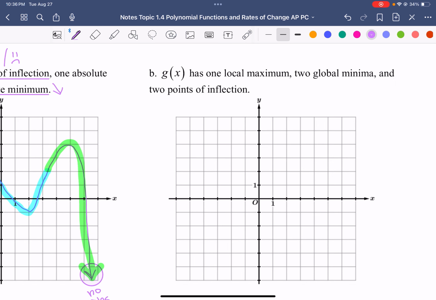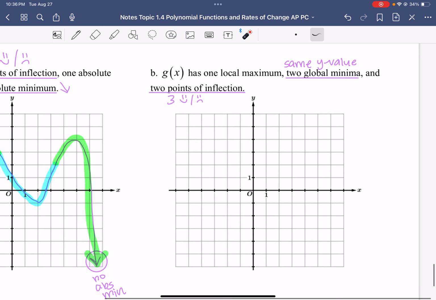Okay, for letter B, g of x has 1 local maximum, 2 global minimums. So remember, in order to have 2 global maximums or minimums, they need to be at the same y value. Otherwise, you can only have 1. Okay, so we need to have 2 minimums that are at the same y value, and then we need 2 points of inflection, which, remember, that means that we're going to have 3 smiley faces and frowny faces.